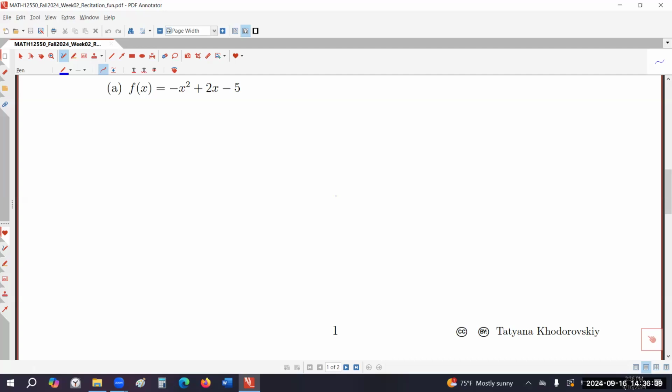By the way, in your exam, there definitely will be one domain question and one difference quotient question. So something like question 2A and one of them from question 3. You will see in your exam.